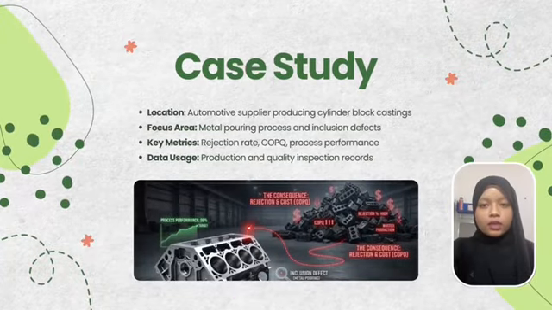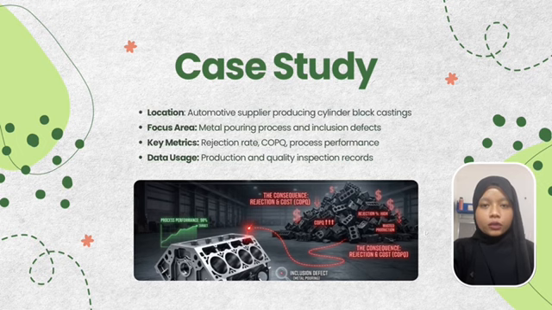Next, we move to case study scope. In terms of the case study scope, this study is conducted in an automotive manufacturing supplier that produces cylinder block castings. The focus is mainly on the casting and metal pouring process, as this is where most of the defects occur. The scope includes analyzing the types of defects, especially inclusion defects, which contribute to around 72% of total rejection, evaluating supplier quality performance, and measuring the impact of rejection rates on production costs.